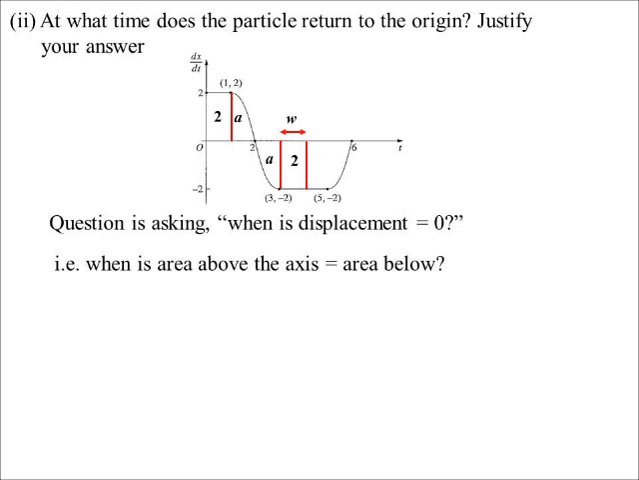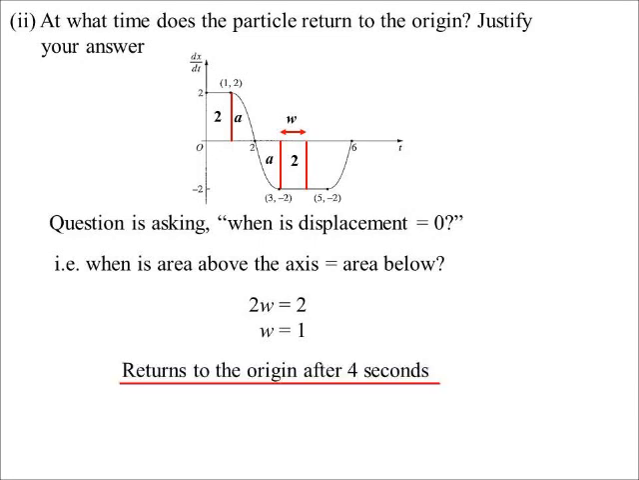So this rectangle here, from 0 to 1, would have an area of 2. So I need to work out when the rectangle below there would go. So that's 2. I'm just calling that area A. I have no idea what it is, of course. By symmetry, below will also be A. So the question is, when is that 2? Oh, well, that's easy enough to work out. Just got to work out the width of the rectangle. 2W will equal 2. Ooh, that's tricky. W is 1. So it looks like it returns after 4 seconds.